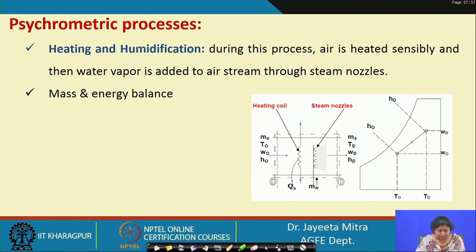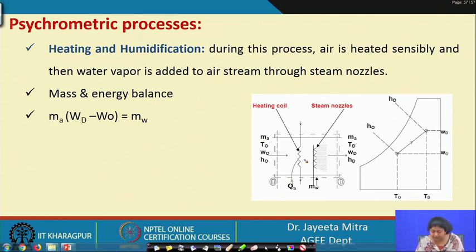Okay. So, for heating and humidification, here is a heating coil through which the air enters, it will first get heated and then flows over the water spray, and because of that its temperature and its specific humidity both increase. So, it follows this line, and we can calculate the difference in the enthalpy.